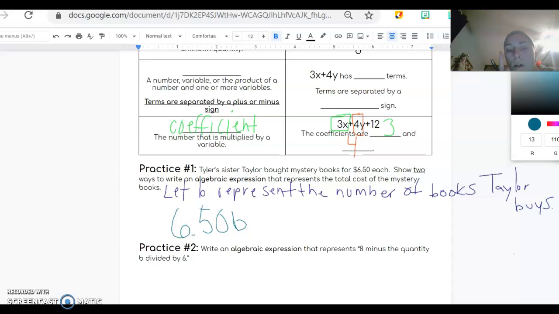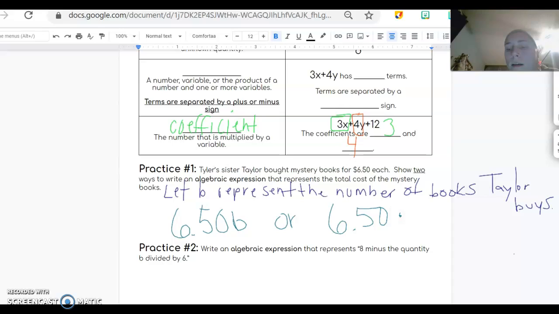multiplication. One book costs $6.50, so if we had 3 books, we would do $6.50 times 3 to see our total cost. The other way we could write it is using, whoops, let me erase that real quick. Using our raised dot, so $6.50 times B. Those are our 2 ways to represent that algebraic expression. That's our final answer because we don't know how many books she bought yet. We just need the expression so that we can, in the future, see how much it would cost.